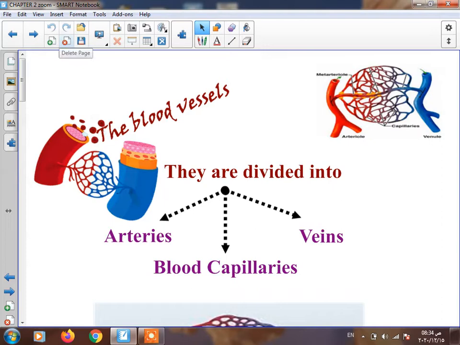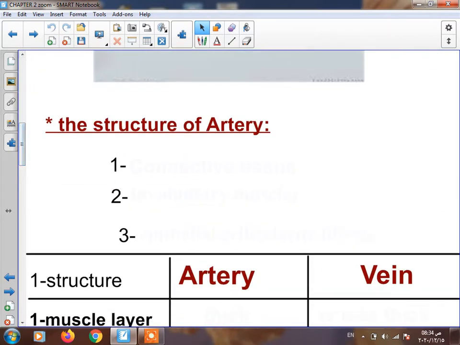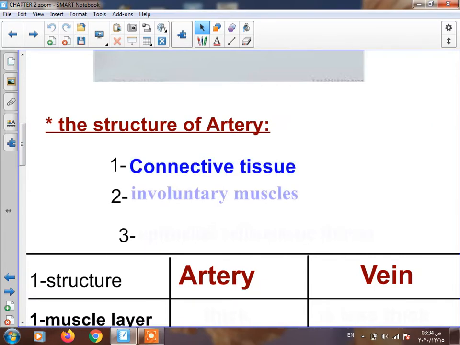Artery and vein, both of them consist of three layers. What are they? Number one, connective tissue, this external layer, this first layer, okay? And number two, muscles, okay? Why do you think these muscles are found? To help the blood vessels contract and relax, contraction and relaxation, to pump what? To pump blood inside the artery.